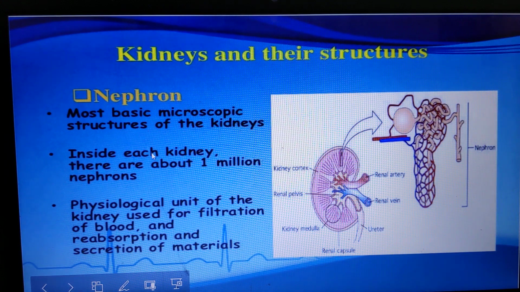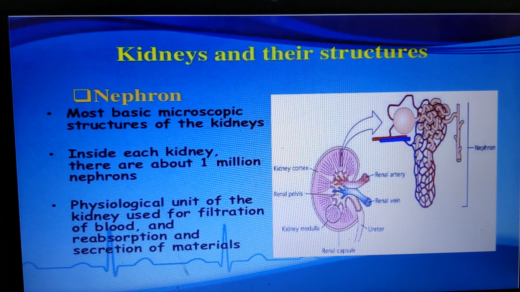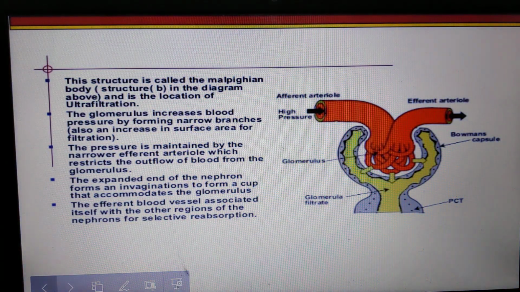Now what is meant by nephron? The most basic microscopic structure of the kidney is the nephron. There are millions of nephrons, like I explained in the previous slide, and these nephrons are basically used for filtration of the blood, and reabsorption and secretion of certain materials. Now coming to the structure of the nephron.